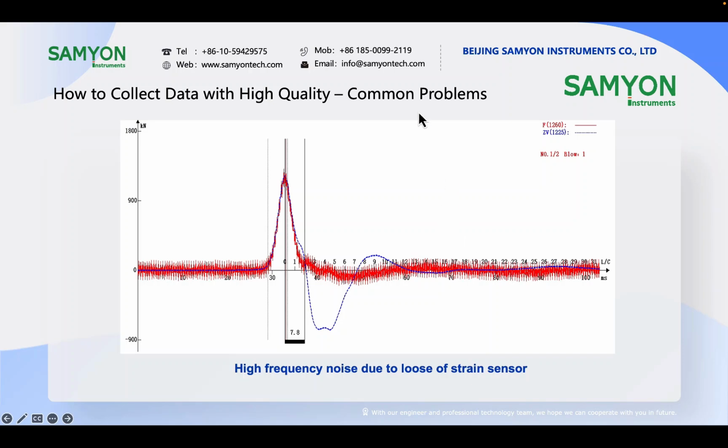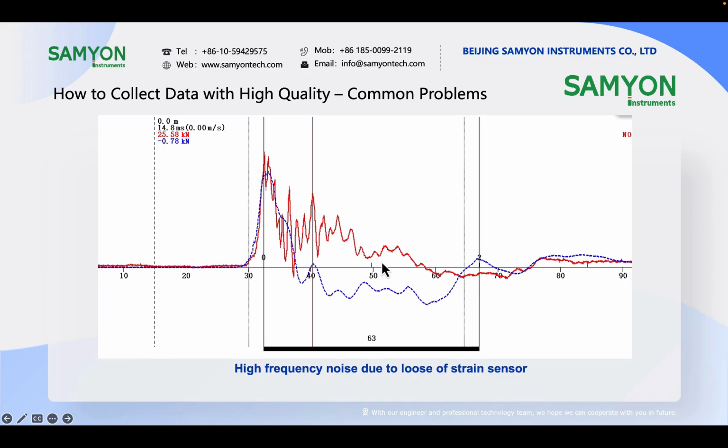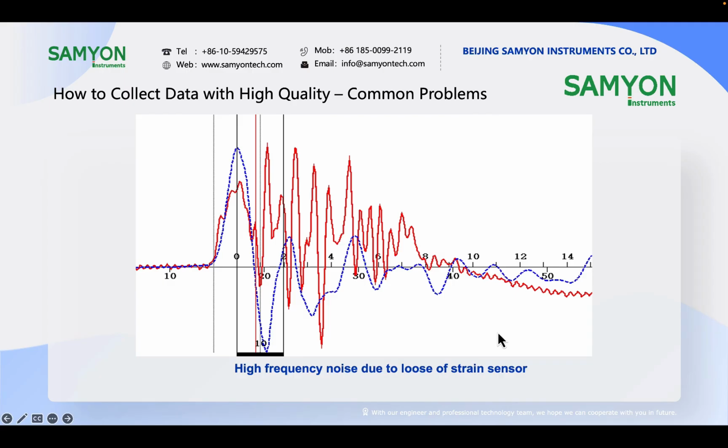Here are some examples of the poor installation of the sensors. For this picture, we can see much frequency noise due to the loss of the strain sensor. And this one also, it's bad data quality because the strain sensor is not installed properly. And this one.